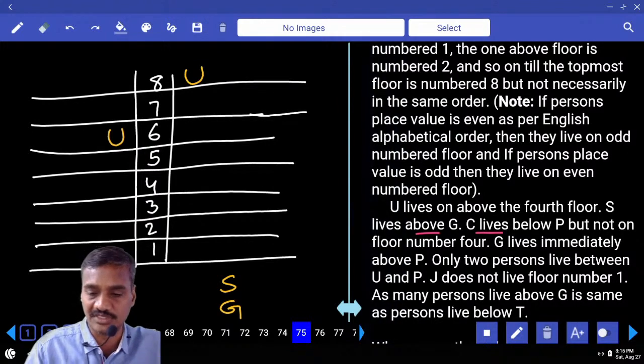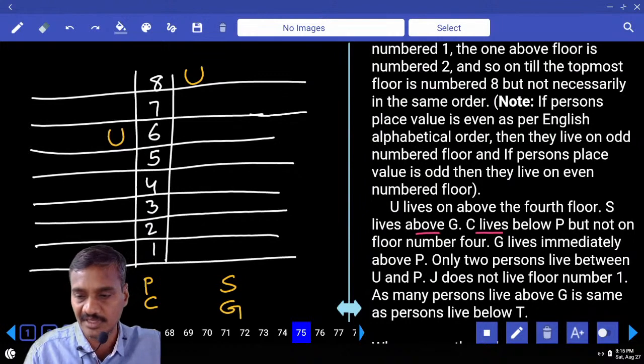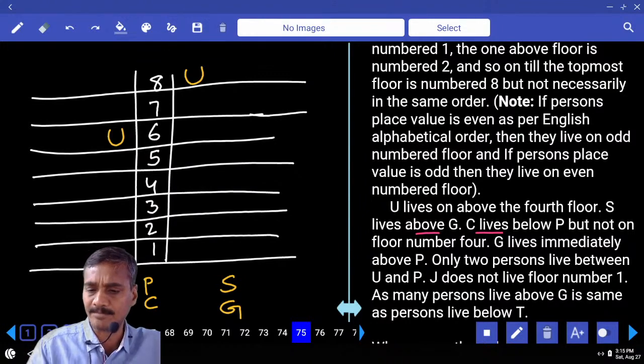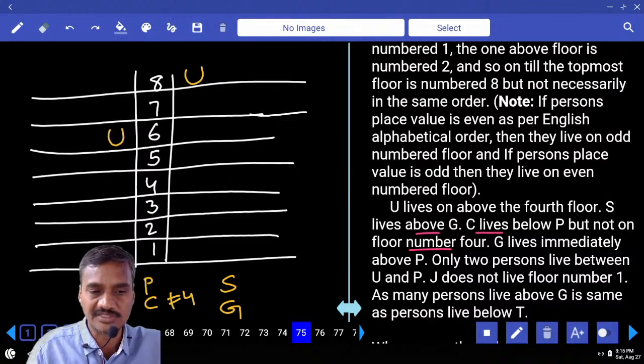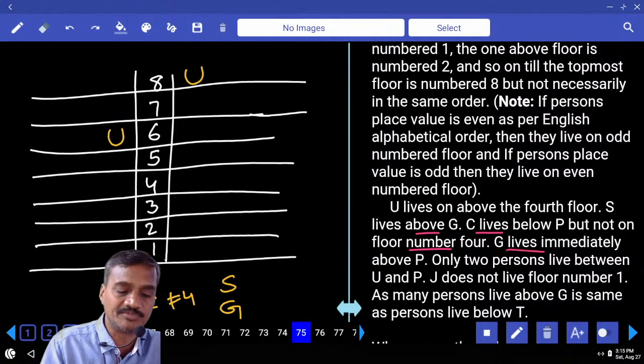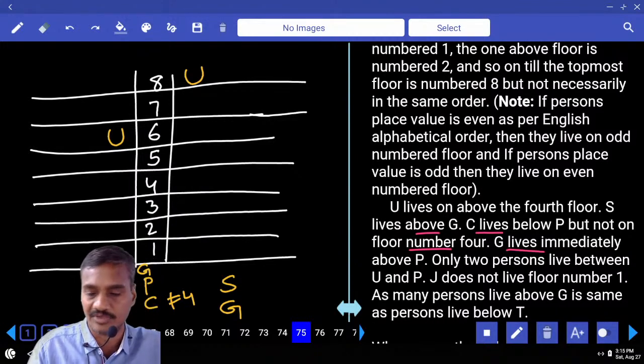S lives above G, C lives below P. Where is this C? C lives below P, but not on floor number 4. And G lives immediately above P. Now where is this G? G is immediately above P. That means G must be staying on an even numbered floor.